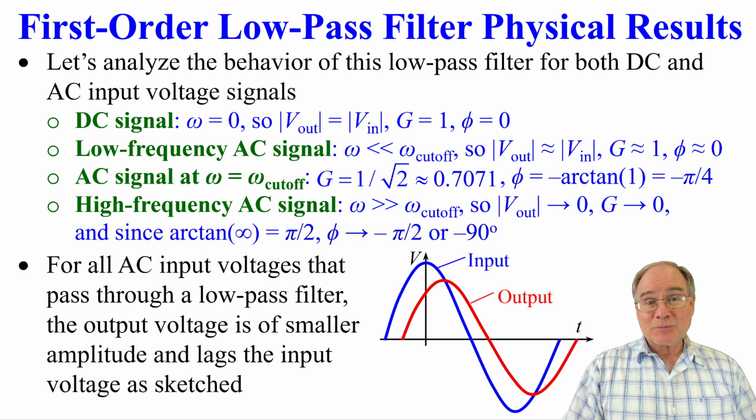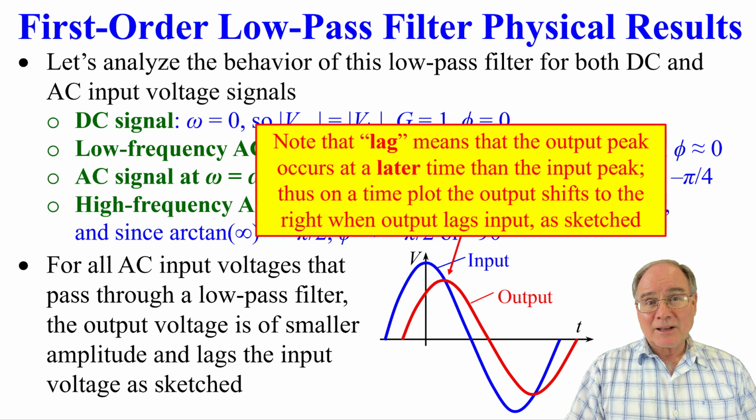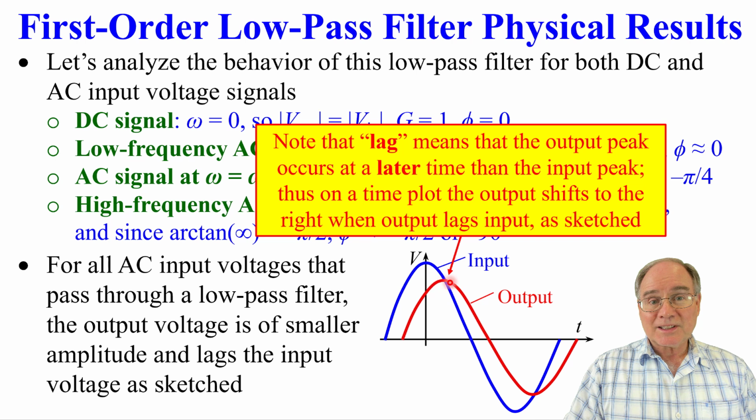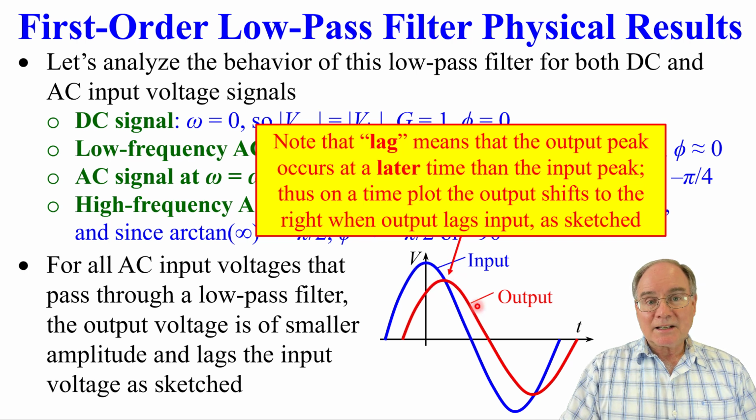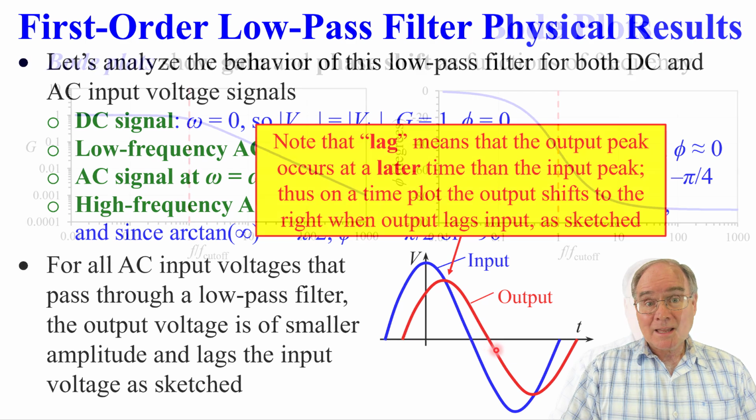When AC signals pass through a low-pass filter, the output voltage is smaller since the gain is less than 1, and the output lags the input. This is often confusing, so let me explain that lag means the output peak occurs at a later time. So on a time plot, the output curve shifts to the right of the input curve, since its peak, or its zero crossing, occurs at a later time.